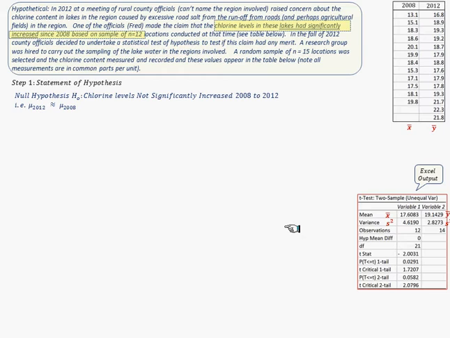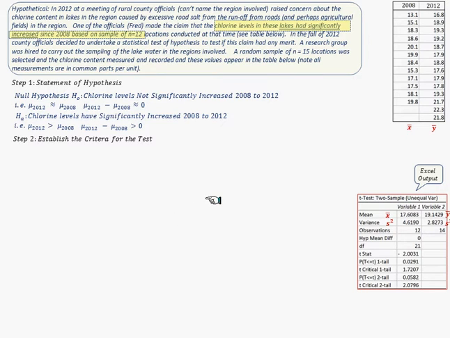Now we're going to state the hypotheses. The null: there's no significant difference in the levels, 2012, 2008, and the difference is around 0. The alternative: the chlorine levels have significantly increased, that the levels in 2012 are greater than that of 2008.